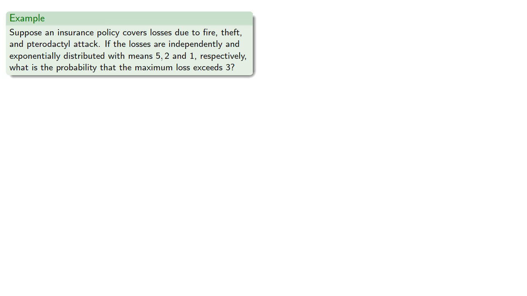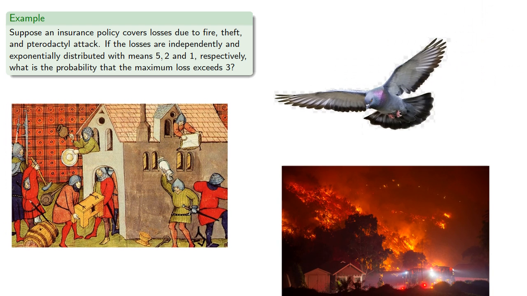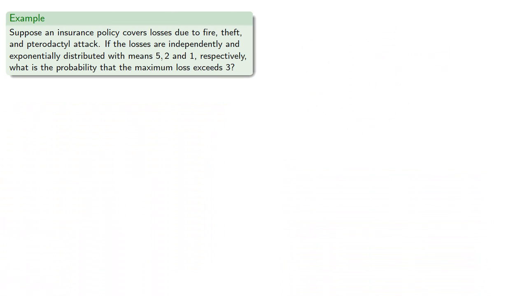So, for example, let's suppose an insurance policy covers losses due to fire, theft, and pterodactyl attack. Seriously, that's all our special effects budget can get? If the losses are independently and exponentially distributed with means 5, 2, and 1 respectively, what is the probability that the maximum loss exceeds 3?